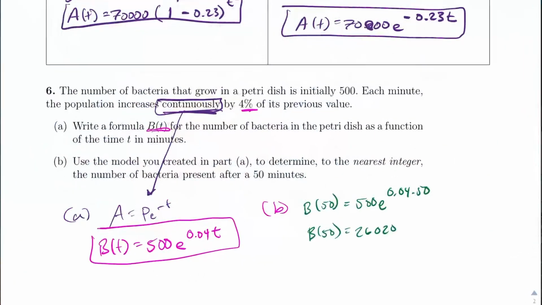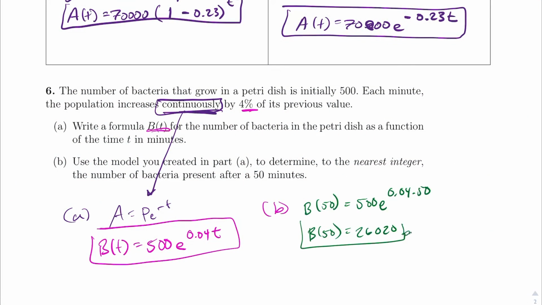Cool, we got it right. And it said rounded to the nearest integer, so you want to make sure that you have a whole number answer.